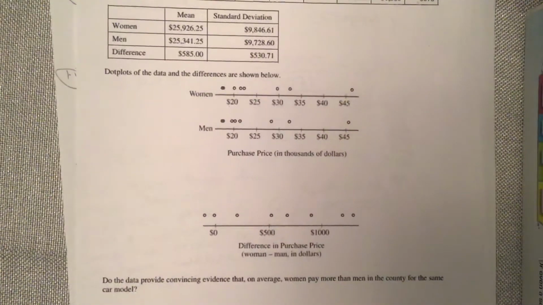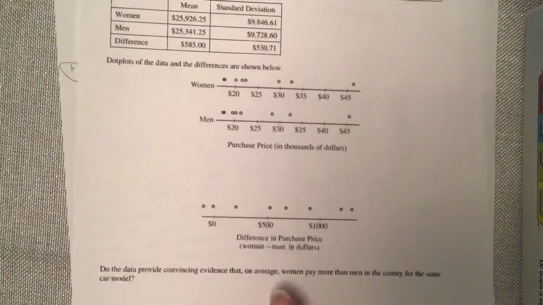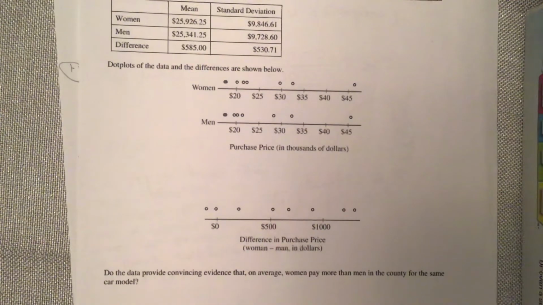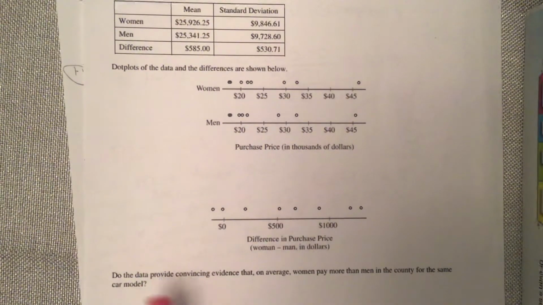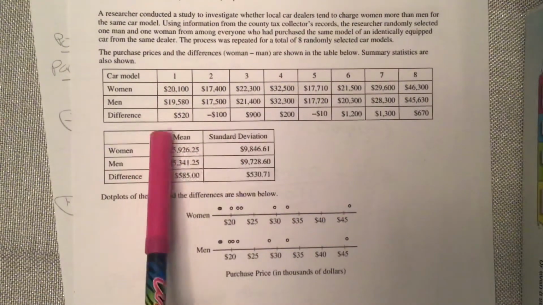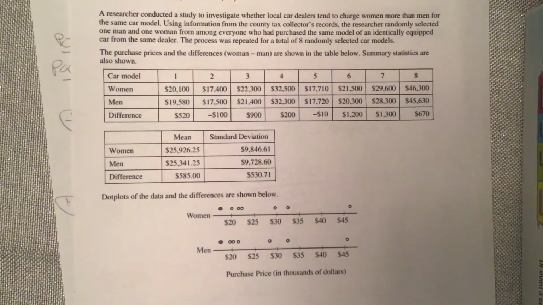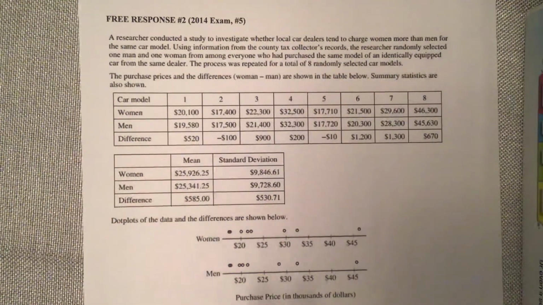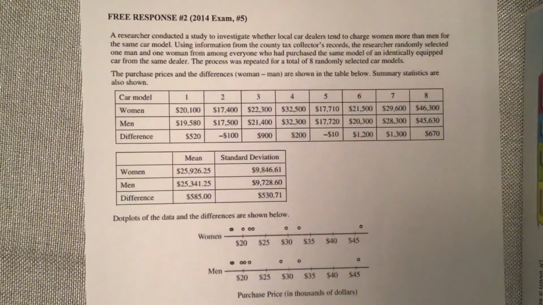And then the question says, do the data provide convincing evidence that on average women pay more than men for the same car model? Okay, so this is going to be a test because it's talking about providing evidence. And then once we know it's a test, we decide mean or proportions. Well, since they're talking about means throughout everything, we know it's means. So the challenge with this one is whether it's a 2 sample. So remember, if it's means, your choices are 1 sample. This is not going to be a 1 sample since we're comparing things. 2 sample or matched pairs.